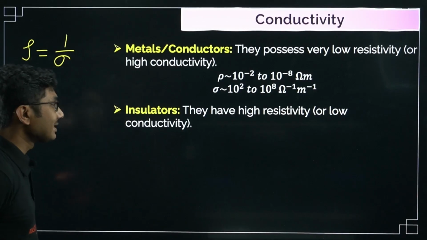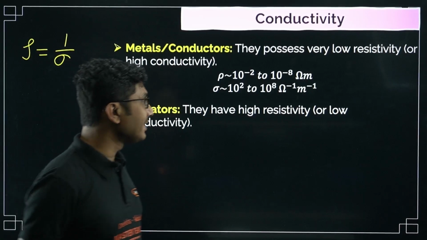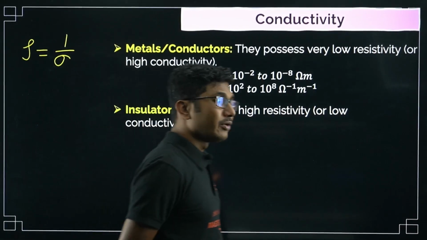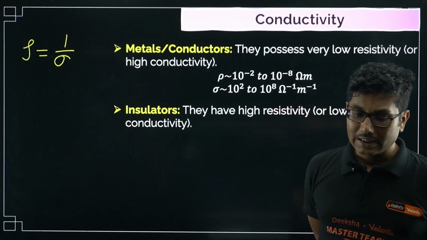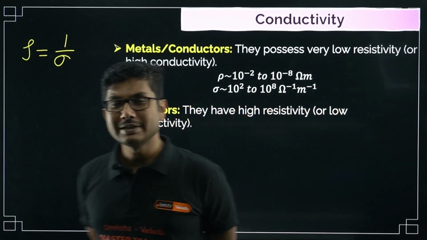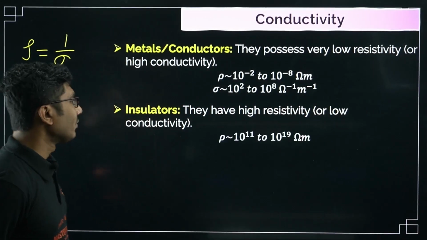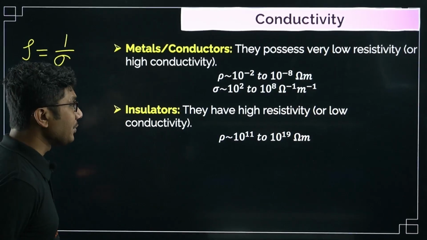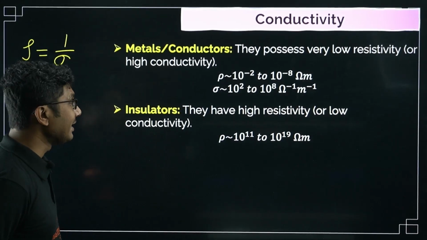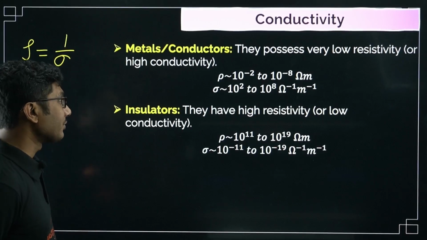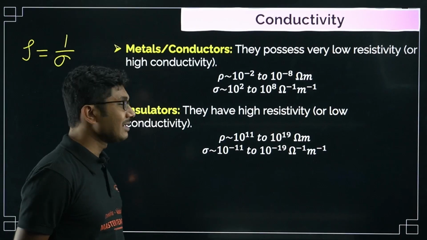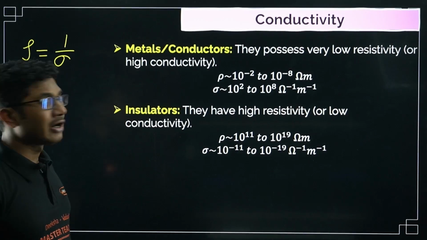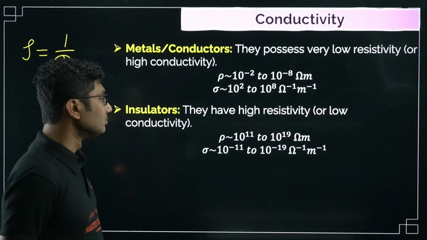Now insulators have very high resistivity or low conductivity. They do not conduct at all. For example, wood or plastic are considered to be insulators. Insulator means they do not conduct electricity. As you can see, its resistivity is very high, 10 to the power 11 to 10 to the power of 19, and conductivity is the reciprocal of that, so 10 to the power of minus 11 to 10 to the power of minus 19. So they generally do not conduct electricity at all.